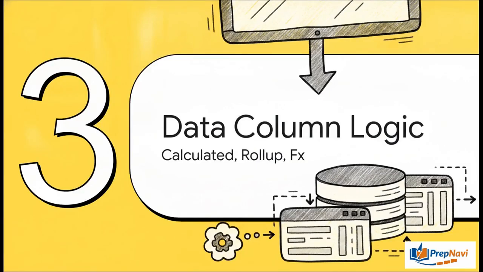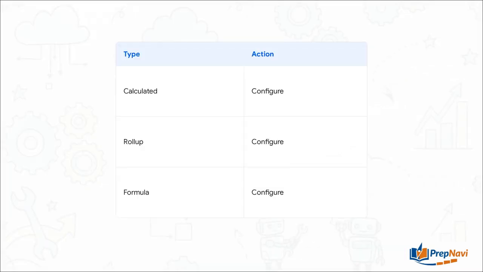Number 3. Calculated, rollup, and formula columns. Let's step away from the screen for a minute and dig down into the Dataverse tables themselves. This trio of column types, calculated, rollup, and formula, is something you absolutely must be ready to configure under the process logic umbrella.